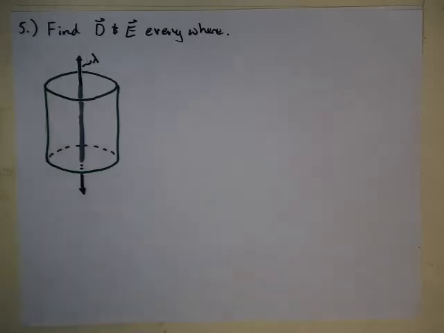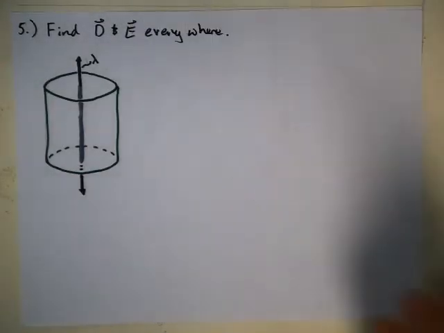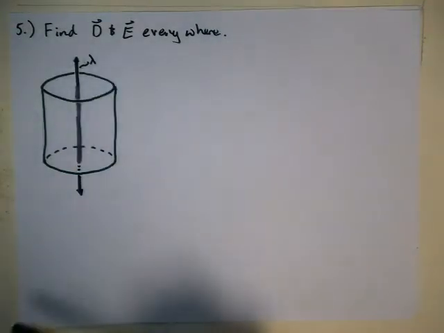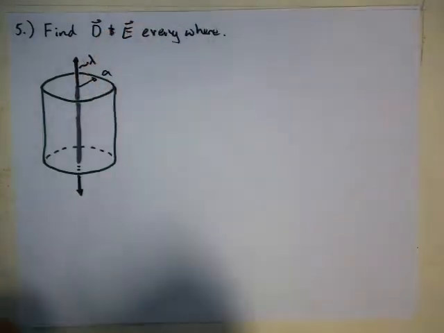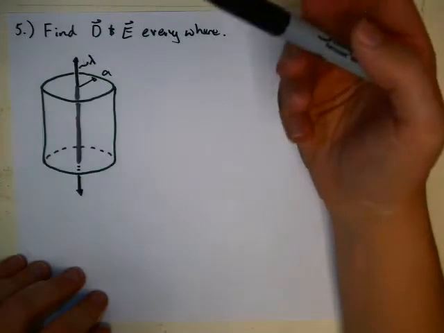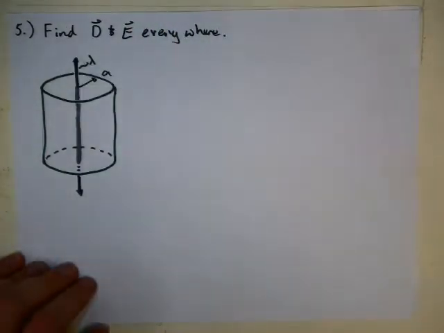Homework 6, problem 5: find the electric displacement vector D and the electric field E everywhere for the following system, where I have a dielectric of radius a that surrounds a line charge of linear charge density lambda. The dielectric ideally extends off to infinity in all directions.